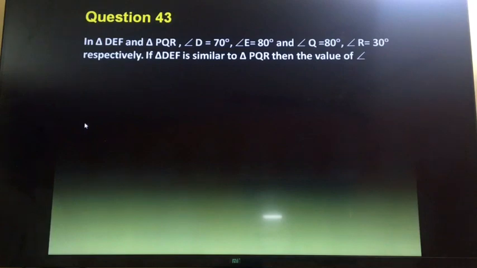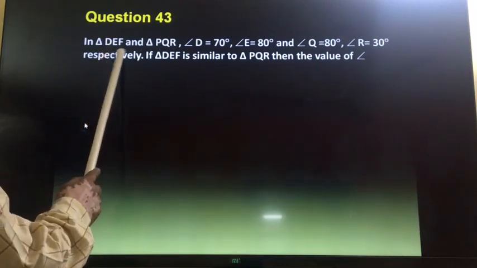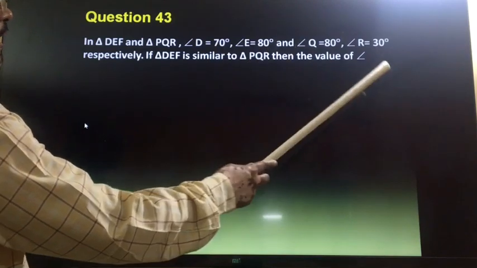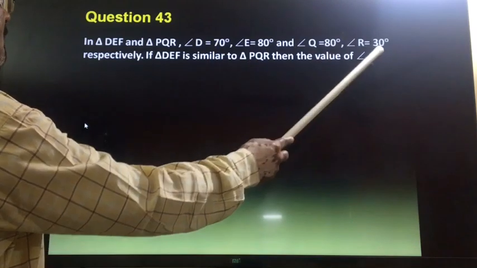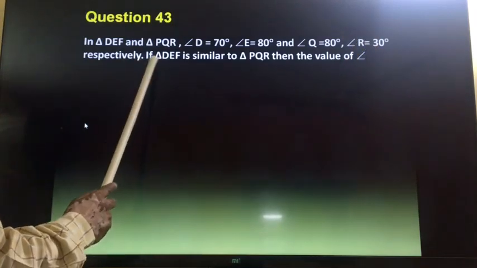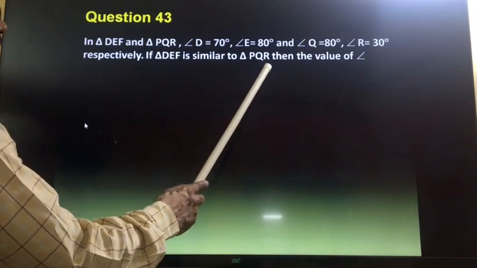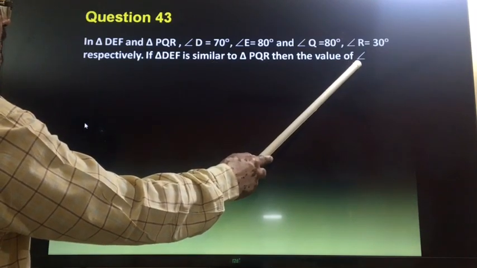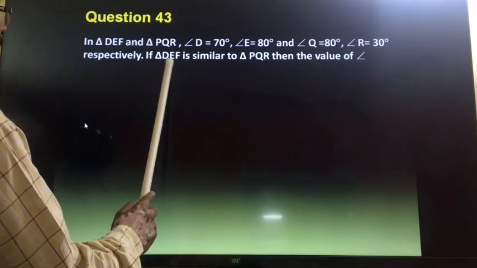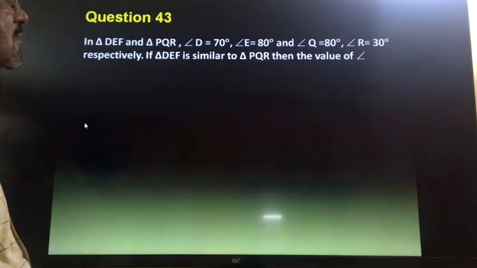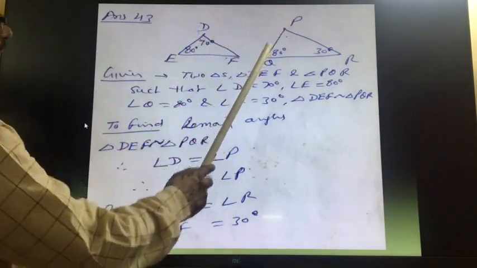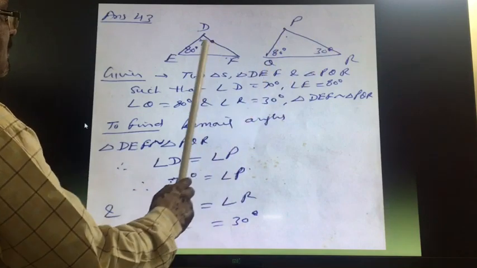Question number 43. In triangle DEF and triangle PQR, angle D and angle E are given as 70 and 80, and in the second triangle angle Q is 80 and angle R is equal to 30. Right? If triangle DEF is similar to triangle PQR, then what will be the value of the angle? So in this case, what is given? Triangle DEF and triangle PQR are similar.